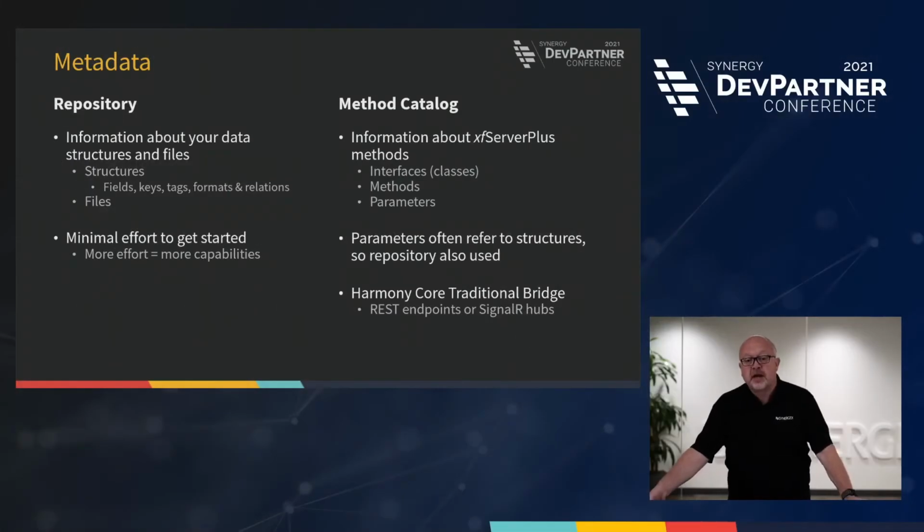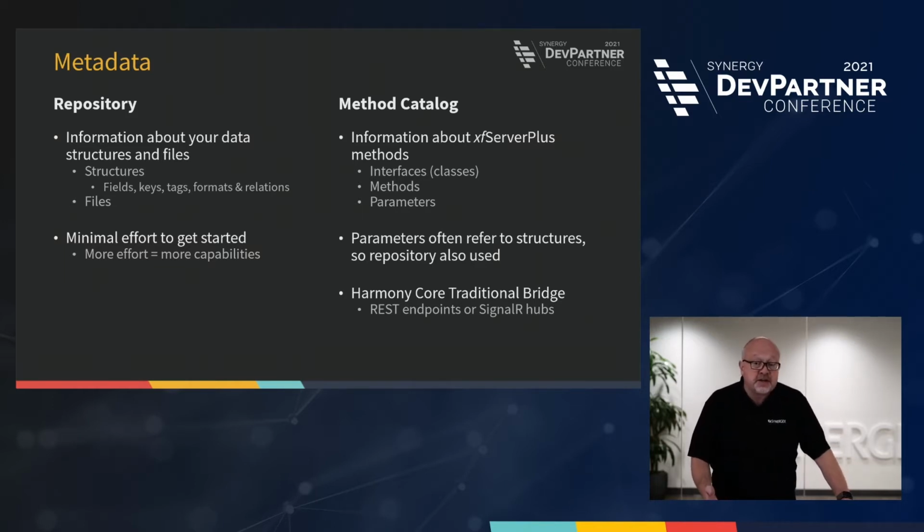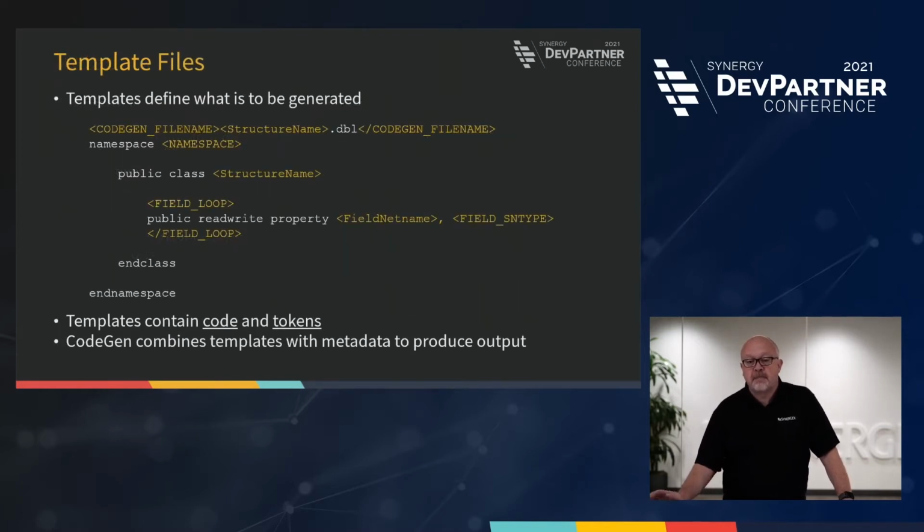The other metadata we can use is the Synergy method catalog. So if you've ever used XF Server Plus, you'll know that you define interfaces. Within those interfaces, you define methods, subroutines and functions, and parameters. And very often those parameters refer to repository structures as well. So typically you still need a repository, even if you're generating code based on a method catalog.